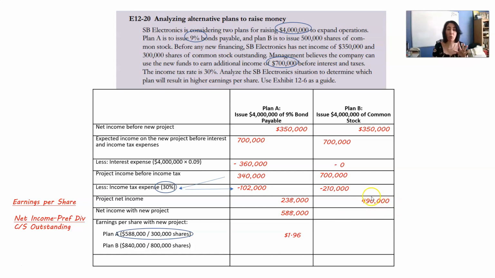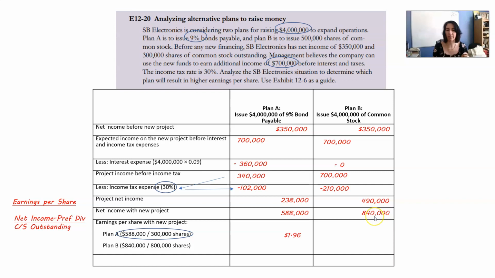So you have far more money to work with in this situation, right? You've got $490,000 out of that 700 versus the 238, which is a pretty significant difference, right? You have far less money to work with because you had to pay out all those darn bondholders all of their interest. So the new net income number would be $840,000, which is the $350,000 plus the new $490,000.